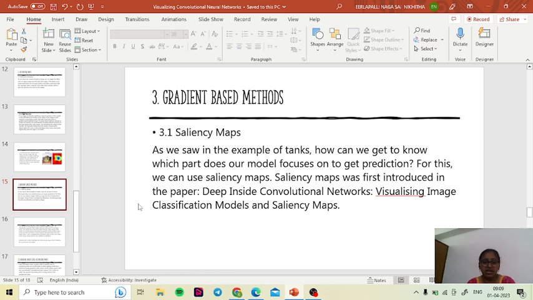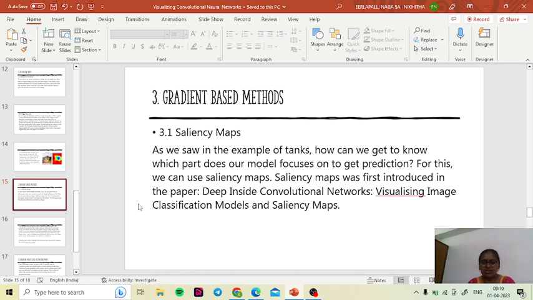Third one, gradient based method, saliency maps. As we have seen in the examples of the tank, how can we get to know which part our model focuses on to get the prediction? For this we use saliency maps. Saliency maps were first introduced in the paper "Deep Inside Convolutional Networks: Visualising Image Classification Models and Saliency Maps".